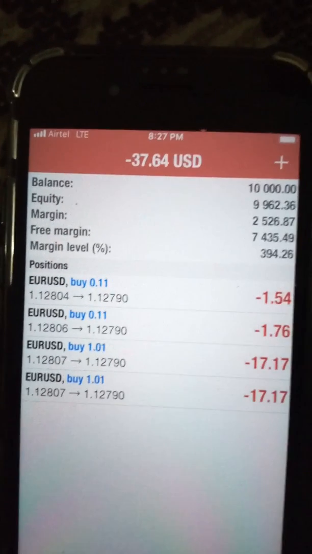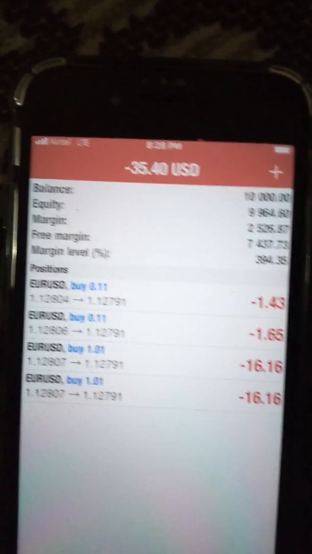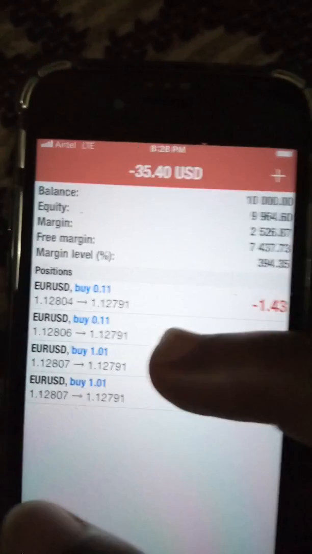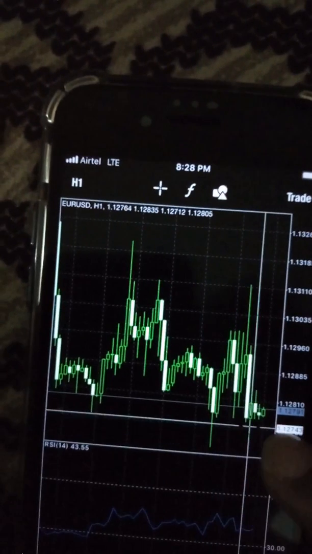But how do you place a trade and go without monitoring? So I want to put stops. So to put stops on this trade, I go back to the chart. Now I look here. To put a stop loss means that I don't want to lose beyond a certain value. So I come here and I look at the distance.